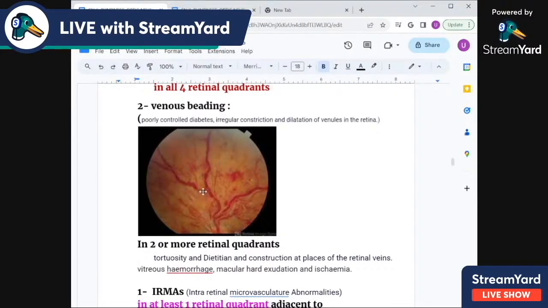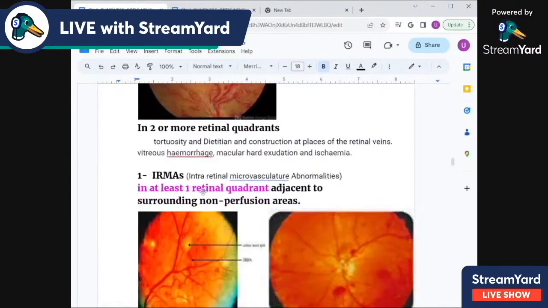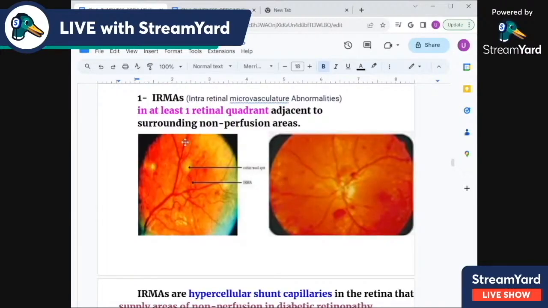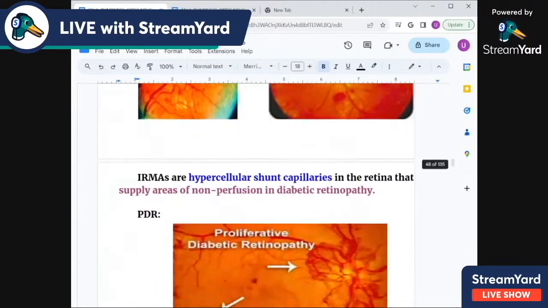Patient may have a stroke. So venous beading in two. The last part of 4-1 is IRMA, that's intraretinal microvascular abnormalities in at least one quadrant. So these intraretinal abnormal blood vessels are there to perfuse the non-perfused areas. They are shunt capillaries for the non-perfusion area in diabetic retinopathy.